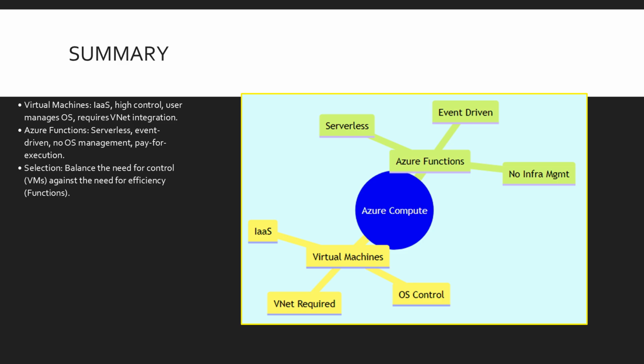Our final mind map recaps the core concepts. The central node, Azure Compute, splits into our two focus areas. Virtual machines are defined by IaaS, OS control, and VNet requirements. Azure Functions are defined by being serverless, event-driven, and requiring no infrastructure management. This visual summary captures the essence of this lesson.